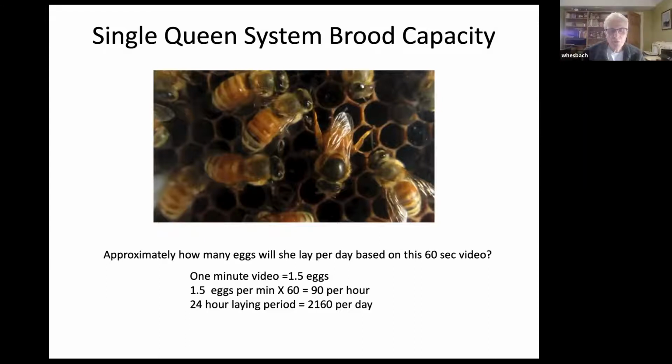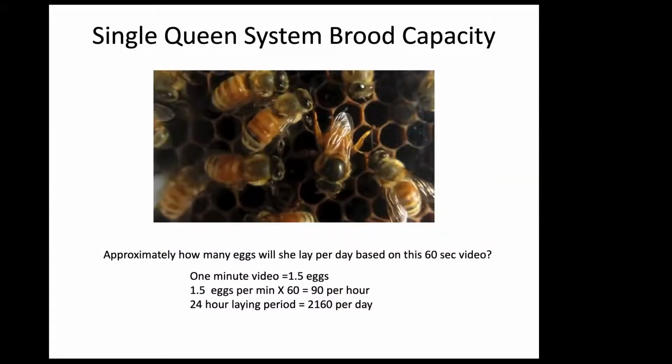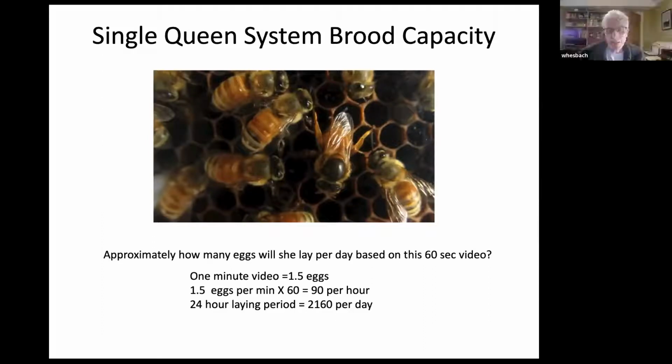She wasn't completely finished with the second egg. So if we look at that in terms of an hour, she'd be laying about 90 eggs per hour. And then in a 24-hour laying period, we'll give her the benefit of the doubt that she's laying prolifically and that she can lay a little over 2,000 eggs a day.